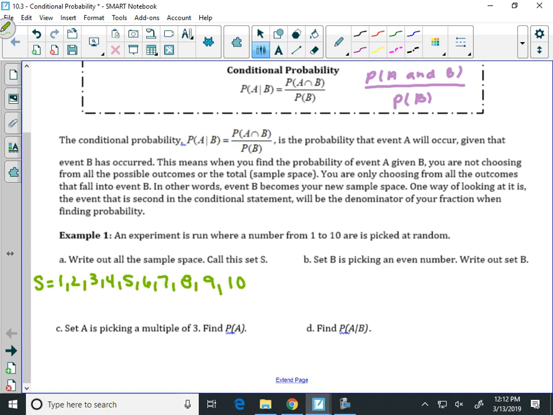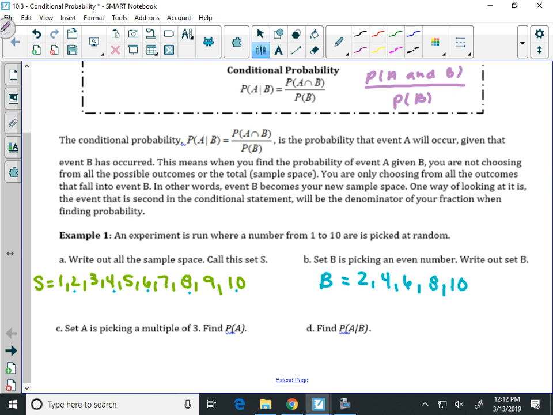Set B is picking an even number. So we're going to look at our sample space and write down set B. What are all my even numbers in my sample space? 2, 4, 6, 8, and 10. Those are all my even numbers. That's set B.